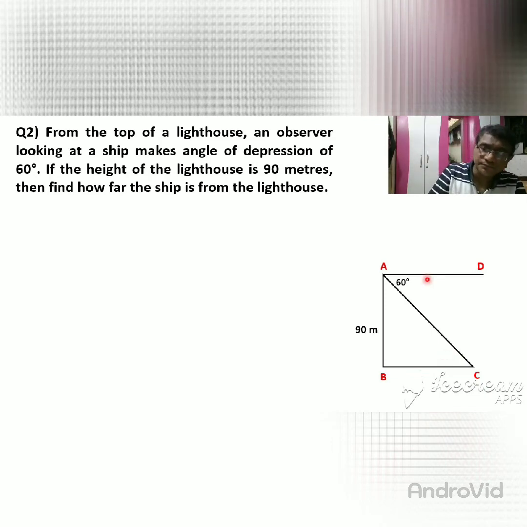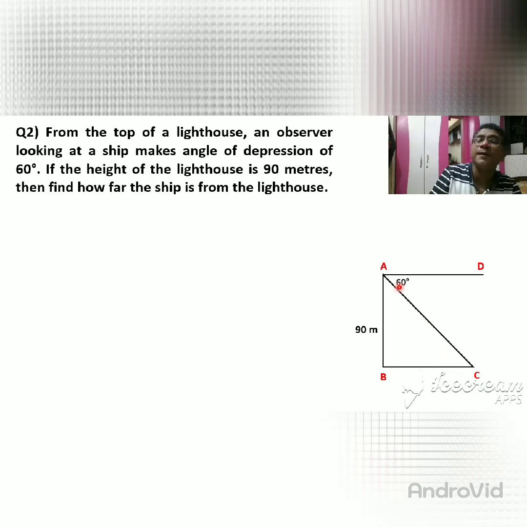From this lighthouse, if you draw a line from point A, that line is named AD. This AD is parallel to BC, because AD and BC do not intersect each other, so they are parallel. And this AC is a transversal.